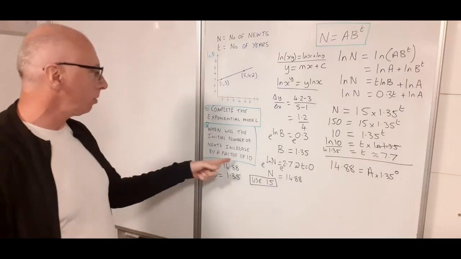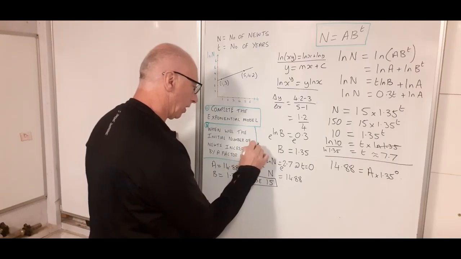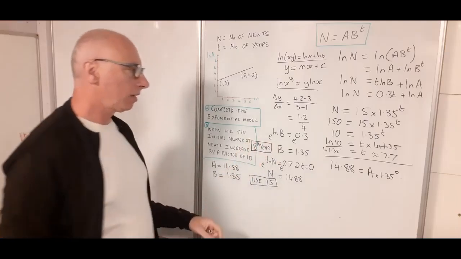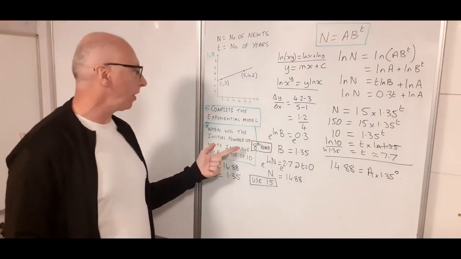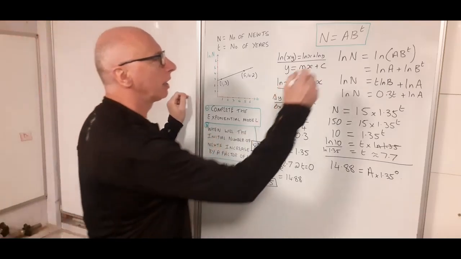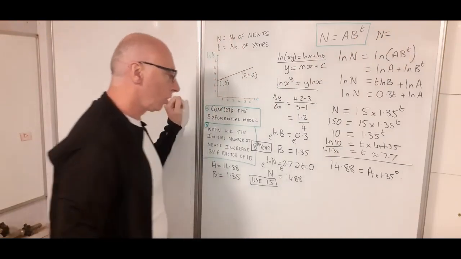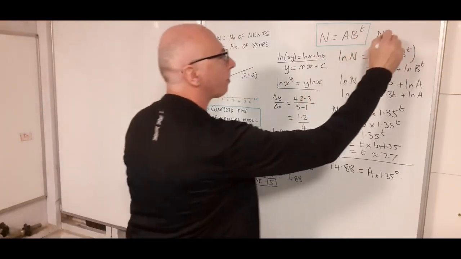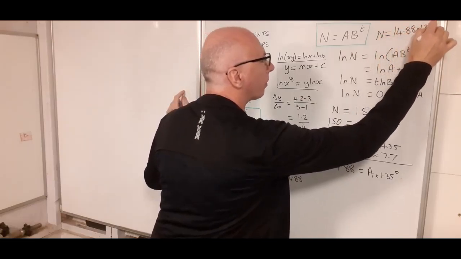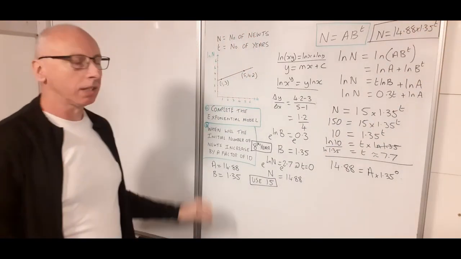So that means this will happen in approximately the 8th year. So we're looking here, the 8th year. In the 8th year, the number of newts will increase by a factor of 10. The exponential model, we can now complete that. Let's just write that next to it. So n equals, we're going to use 14.8 for accuracy, times 1.35 to the t. And that's our exponential model completed as well.